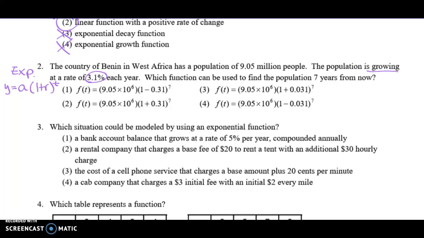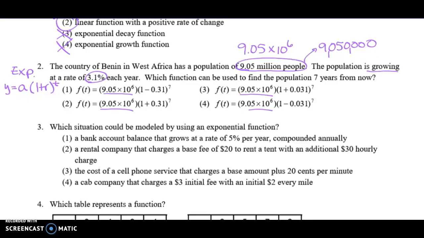So we know A is that initial amount. They tell us right here the initial population is 9.05 million people. So think about what million means. That's like 6 zeros. So all of these answer options, that A is written in this really funny way. It's just scientific notation. 9.05 times 10 to the 6th because million has the 6 zeros. And if we also put this together, just written out normal, 1, 2, 3, 4, 5, 6. There's my 6 decimal places. Rather than writing that number, it's just doing scientific notation. Same number, just a different format.